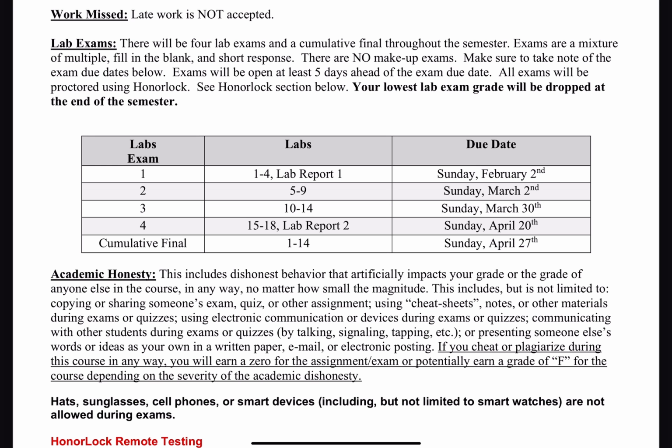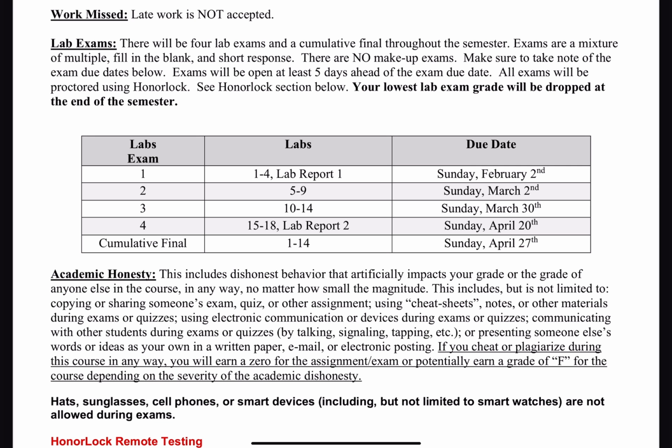The due date is firm, and it's also listed in this table and on the syllabus. All of the online exams will be open at least 5 days ahead of the exam due date. I'm working on building these exams and tweaking some things, but I hope to have all of them published and available to you within the next 2 weeks. After you finish all of your lab exam 1 material, you are welcome to go ahead and move on to lab exam 2 and self-pace yourself.